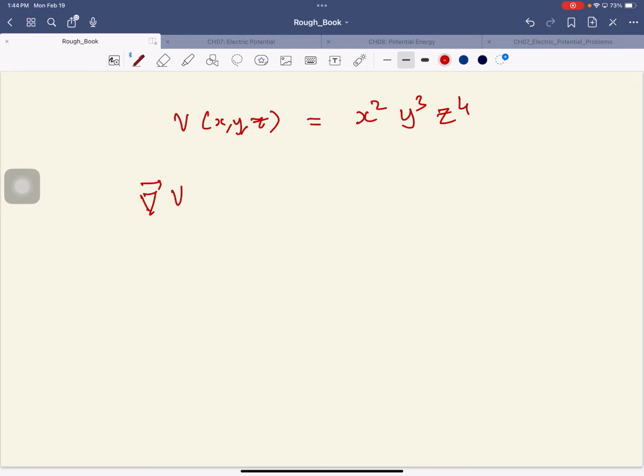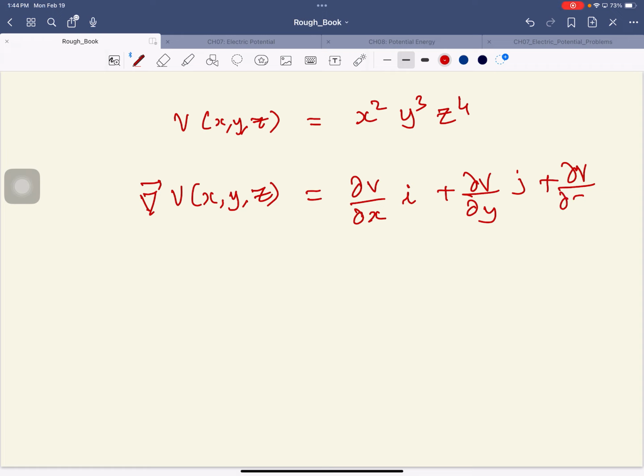Gradient of V is del V by del X i plus del V by del Y j. You'll do this in Calc 3, maybe.